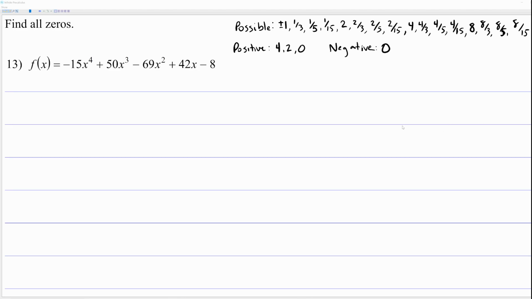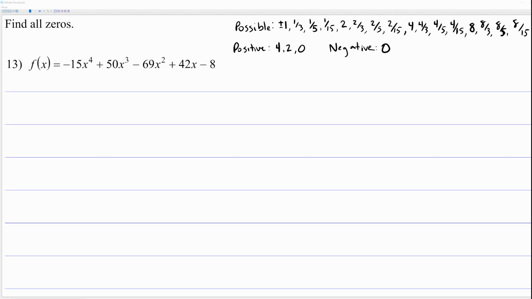So, in the video on the rational zeros theorem, we learned that the possible rational zeros of this function were these 32 numbers. Now, there are only 16 numbers in this list, but we have plus or minus of every one, so we have 32 candidates. Then Descartes' rule of signs told us that the number of positive real zeros could be 4, 2, or 0, whereas the number of negative real zeros was definitely 0.